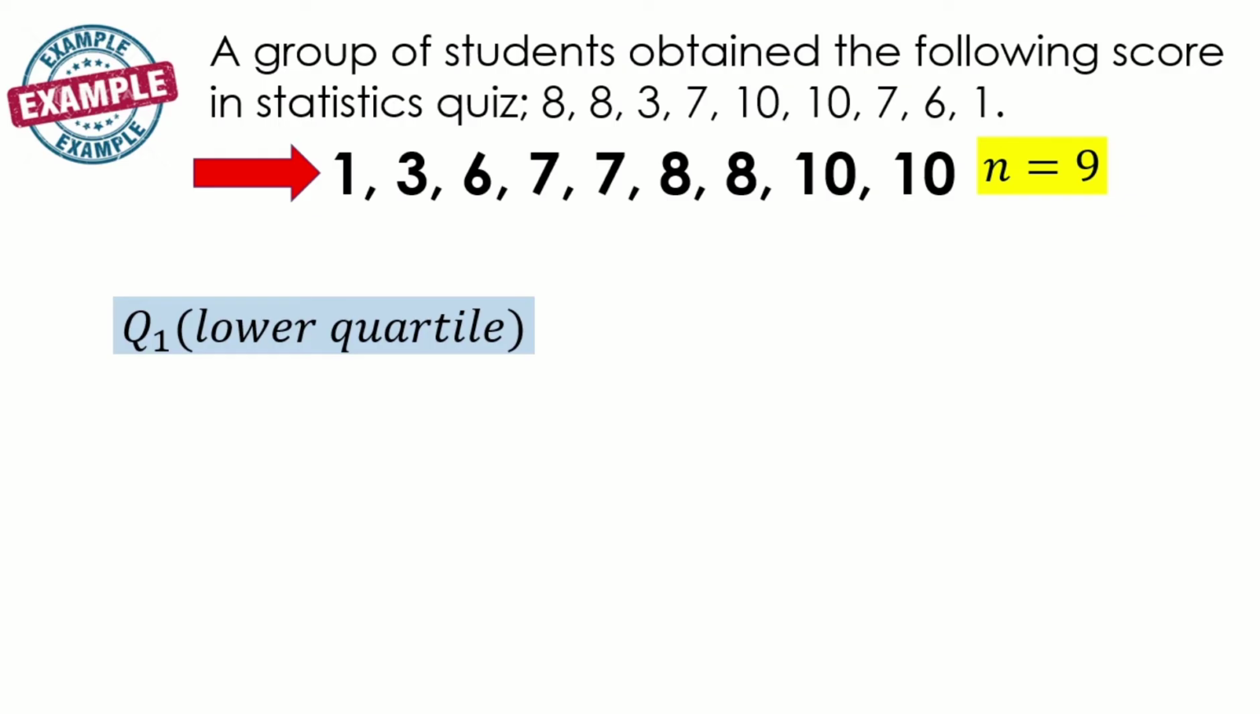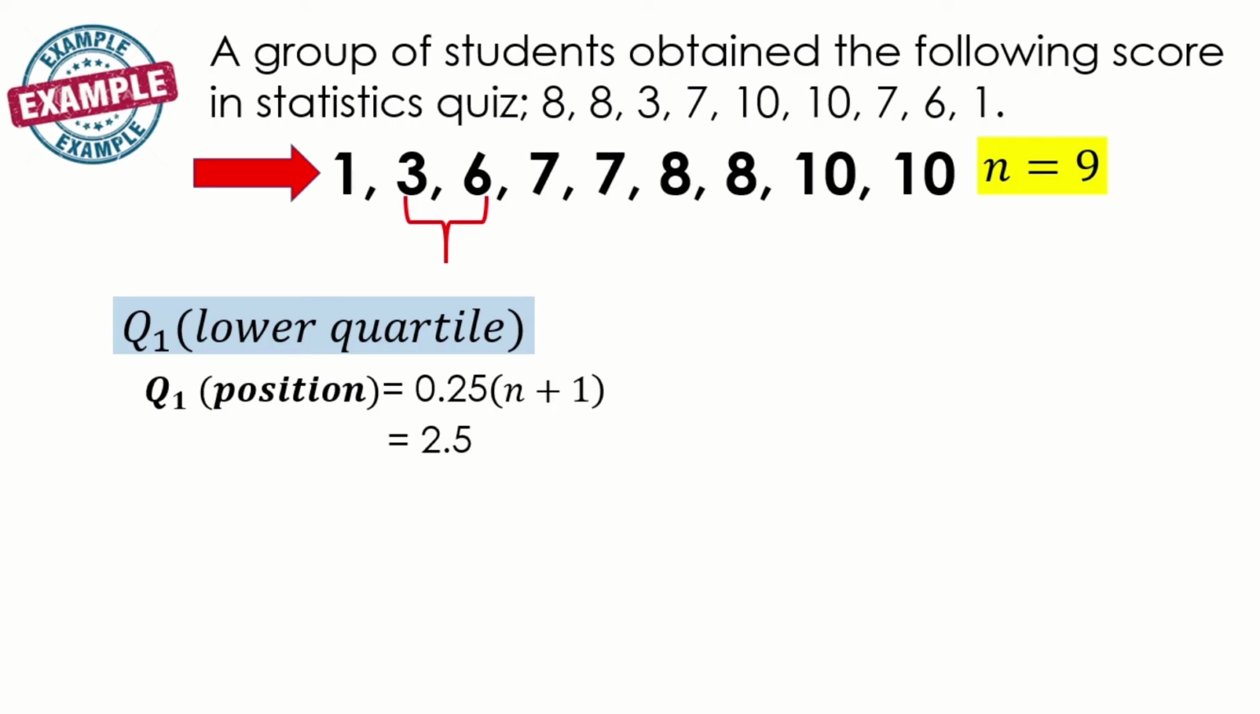So unahin muna natin yung lower quartile. Sa lower quartile, para magawa natin yung interpolation, kailangan ma-identify natin yung position ng first quartile natin. So, gamit si formula, 2.5. Ibig sabihin, yung 2.5 ay nasa pagitan ng 3 and 6. Bakit? Pag nirank natin to, ito yung rank 1 natin, 2, 3, 4. So ito yung 2 and 3. Nandito sa gitna si 2.5. Nasa pagitan nila si 2.5.